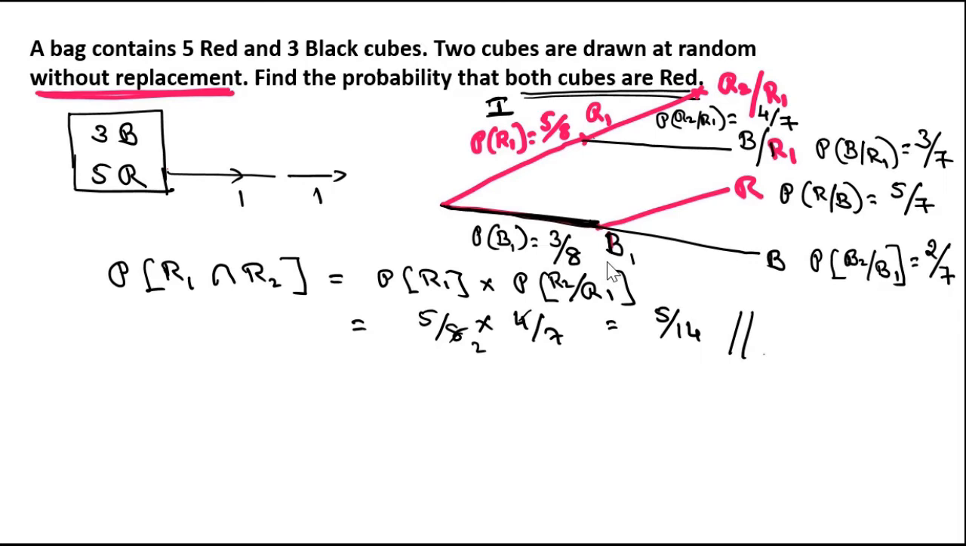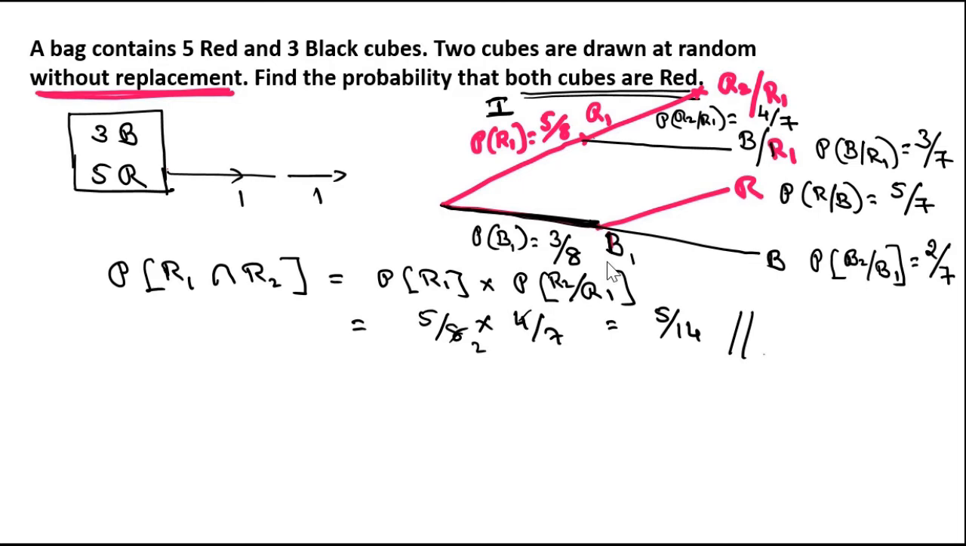So here the probability of both cubes being red is: the first one is red, 5 by 8, and the second probability is 4 by 7. So 5 by 8 into 4 by 7. This we call the multiplication theorem on probability.